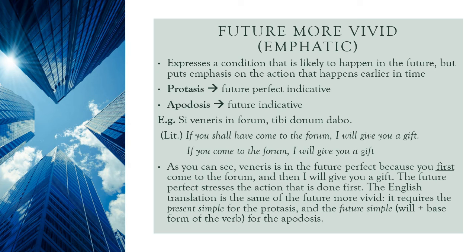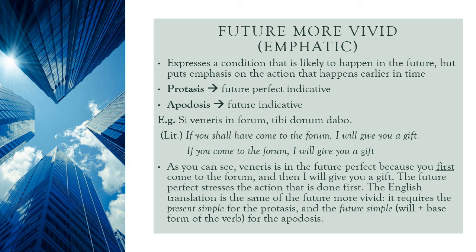Let us take an example. Si veneris in forum, tibi donum dabo. As you can see, veneris is the future perfect of venio, to come, and dabo is the future simple of the verb do, to give. So the literal translation would be, if you shall have come to the forum, I will give you a gift. This is just the literal translation, and it is a little oddly phrased in English. So I would say that the most proper translation is totally equal to the one of the future more vivid. So if you come to the forum, I will give you a gift.